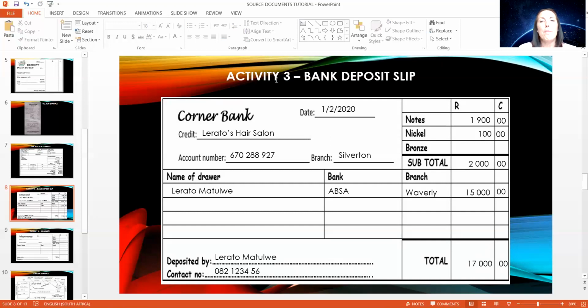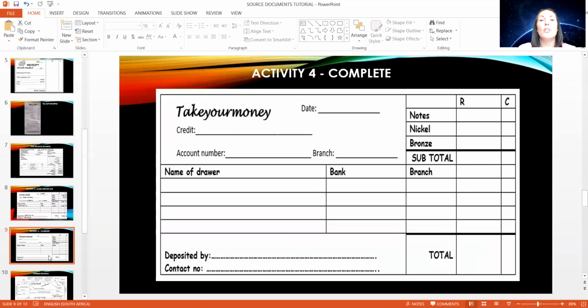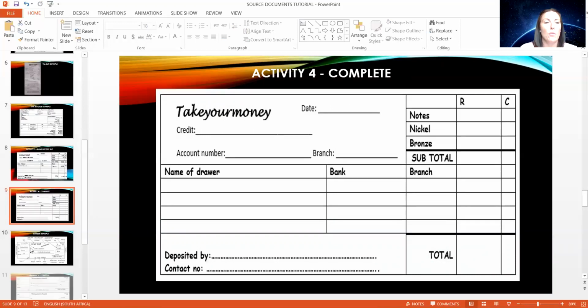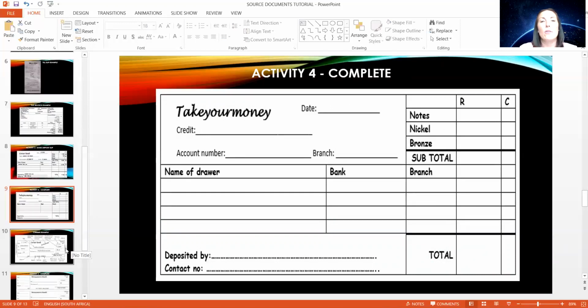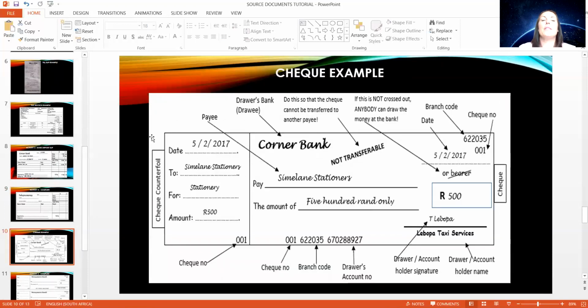Right, so this is our bank deposit slip. If you look on your notes, there's another one that you can complete. That's activity 4 for Kanya electricians. So you can see if you can manage with that. There will also be a memo that I will hand out so that you can see if you've managed to do this correctly. Right, now we move on to a check.